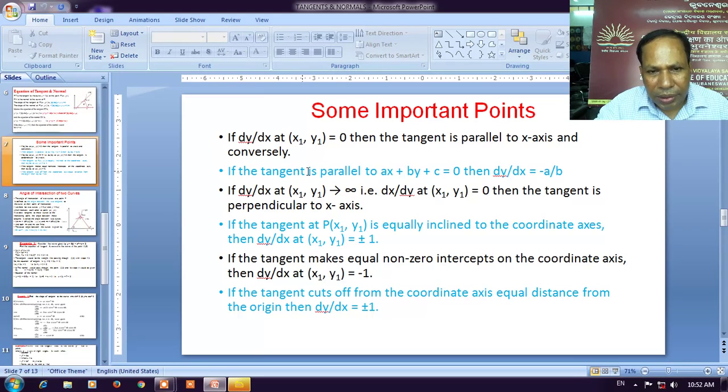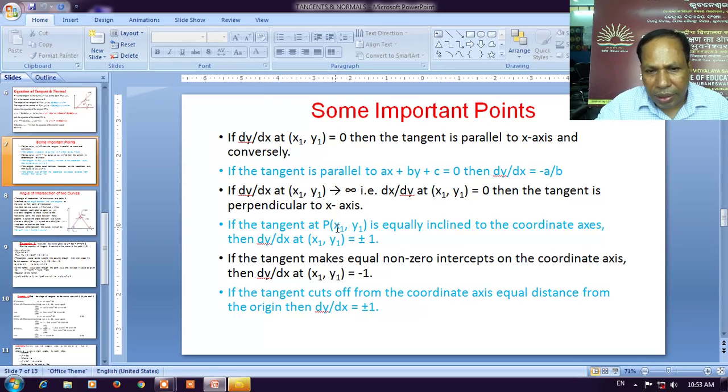If the tangent is parallel to the line ax + by + c = 0, then the slope of the tangent becomes minus of coefficient of x by coefficient of y, that is minus a by b. This is the slope of a line in general. Similarly, if the slope of tangent at (x1, y1) approaches infinity, then the tangent is perpendicular to the x-axis.